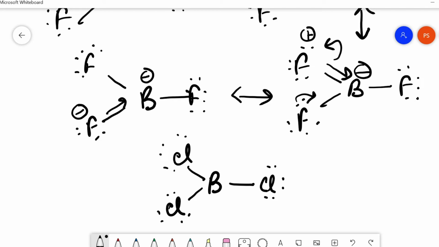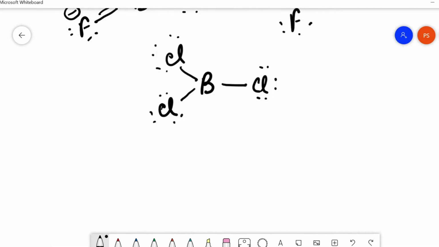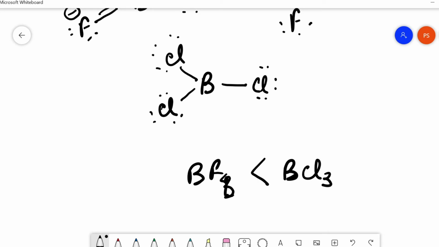So boron can act as a Lewis acid much more compared to the BF3 molecule. That's why, if we consider these reasons, the Lewis acidity of BF3 reduces compared to BCl3.